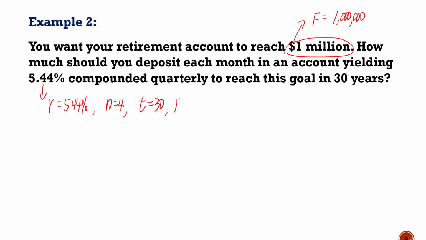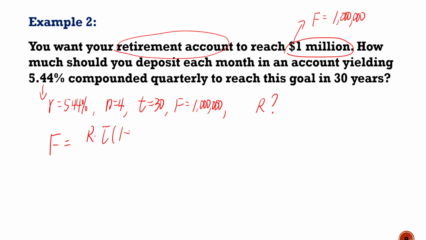So we know future value is $1 million. The only thing we want to figure out is regular payment. How much regular payment would you have to deposit each month to reach the goal in 30 years? So one more time, we use the future value of the annuity formula, regular payment, because this is a retirement account, times (1 plus r over m) to the power mt, minus 1, over r.